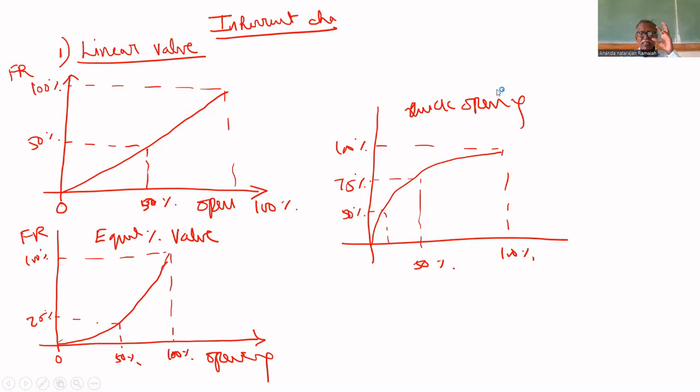So a linear valve may be air to open or air to close. An equal percentage valve can also be air to open or air to close. There is no distinction. Similarly, quick opening can also be air to open or air to close. So we can classify them in six ways, each one air to open or air to close. You can understand from where the air inlet is given whether it is air to open or air to close. If it is at the bottom, air to open. If it is at the top, air to close. That's all.